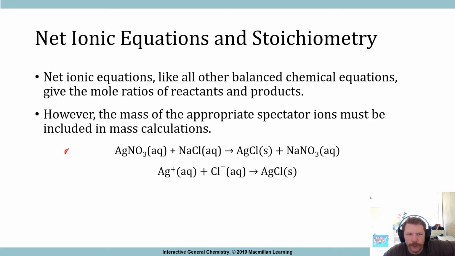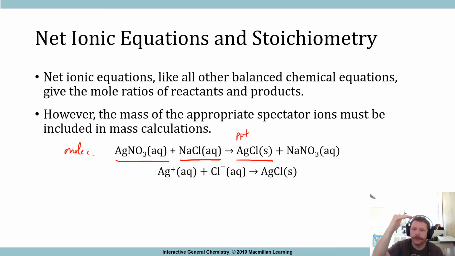Our molecular equation is going to be silver nitrate, aqueous, reacts with sodium chloride, aqueous, to produce a precipitate or a solid. I'm going to write silver chloride, and there's still sodium nitrate, aqueous, left in the solution. Now if you remember our net ionic equation, we go from a molecular to ionic to a net ionic equation, and that's what we're left with right here.